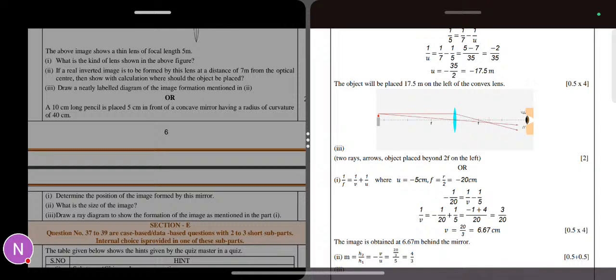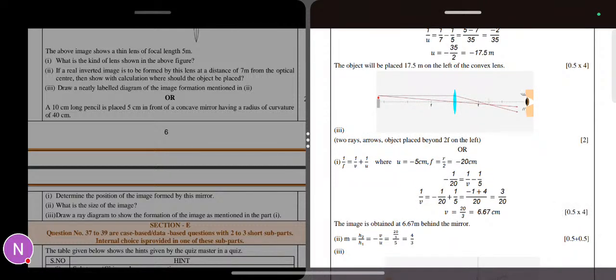So therefore minus 1 by 20 is equal to 1 by v minus 1 by 5. So 1 by v is equal to minus 1 by 20 plus 1 by 5, that is equal to (minus 1 plus 4) by 20, that is equal to 3 by 20. So therefore v is equal to 20 by 3, that is equal to 6.67 centimeter. The image is obtained at 6.67 centimeter behind the mirror.